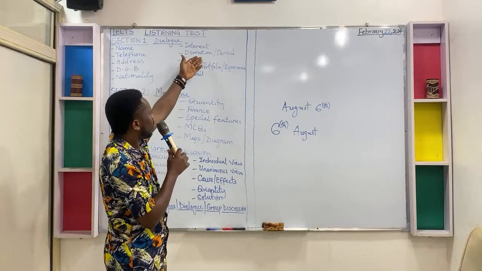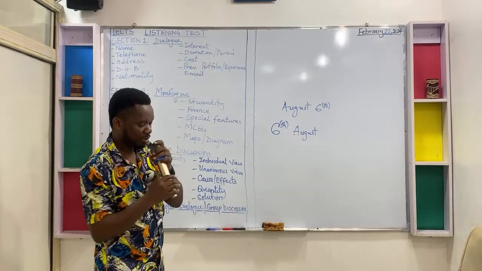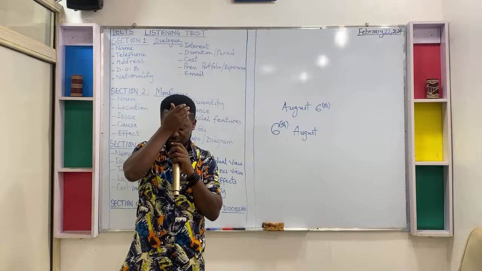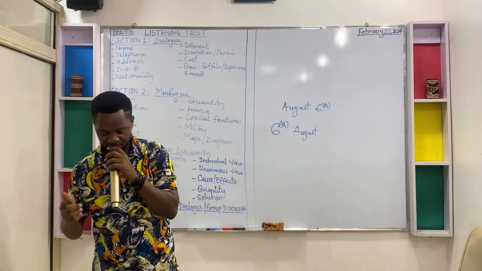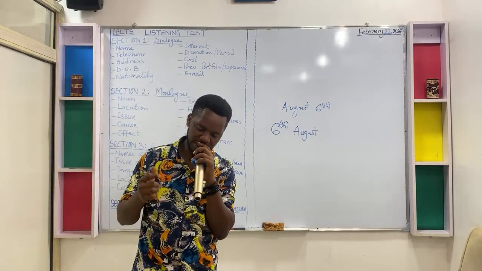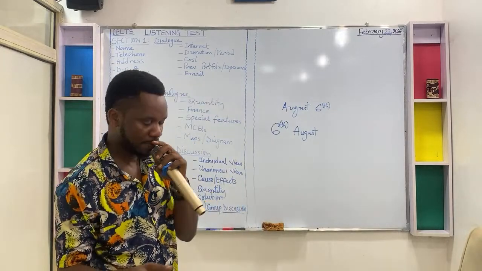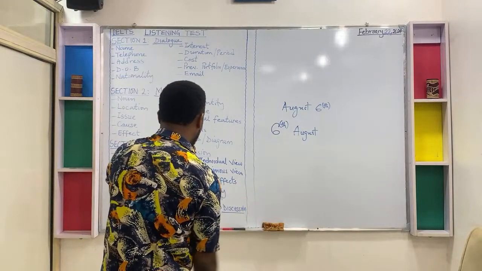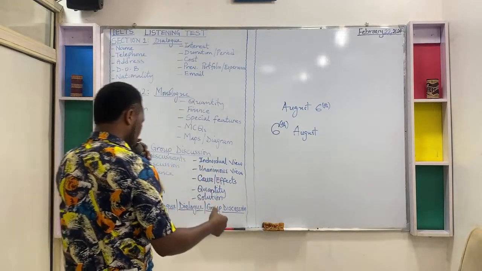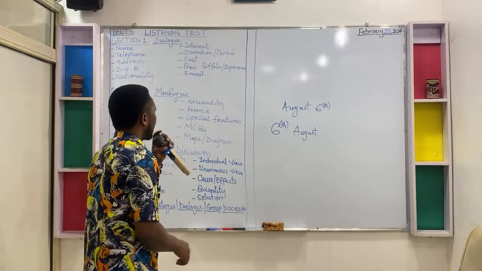Then duration, how long is it supposed to last? For duration, sometimes paraphrasing may play out. So if the person says 4 weeks and the receiver of the call says a month, you have to identify the form your answer should come. So it's the question that will give you that signal if your answer should be in weeks or in months.